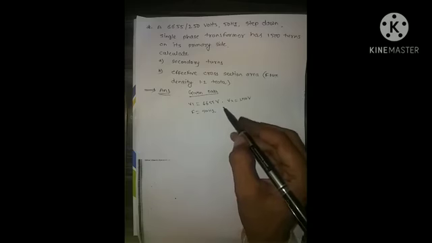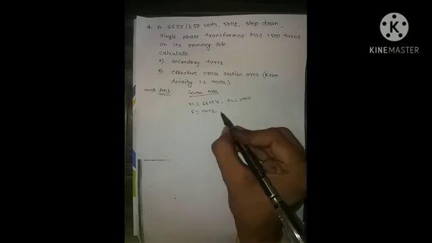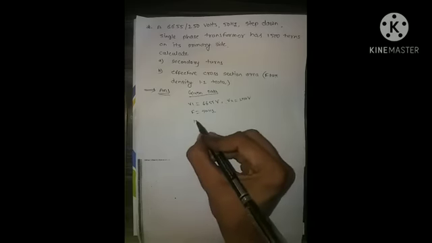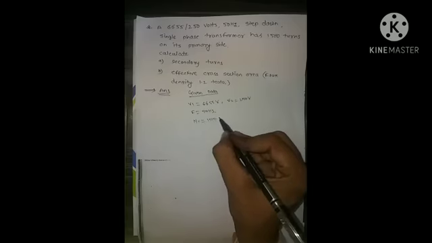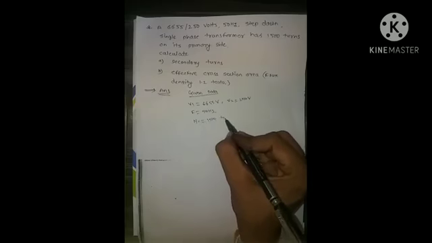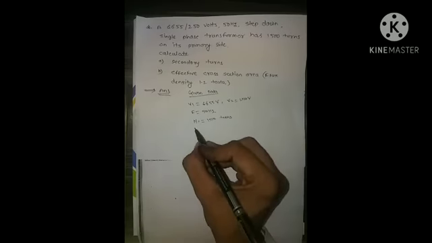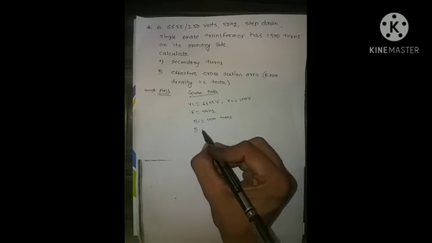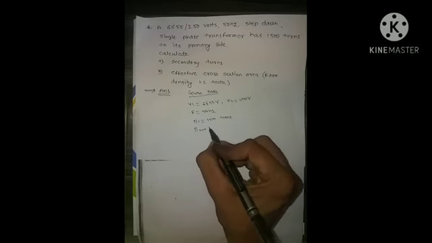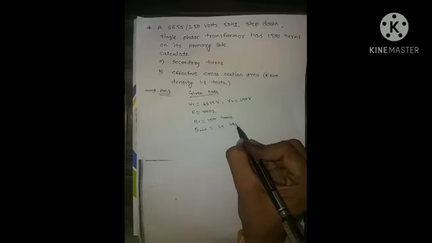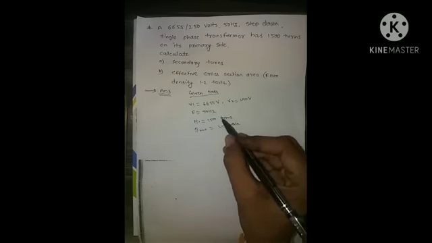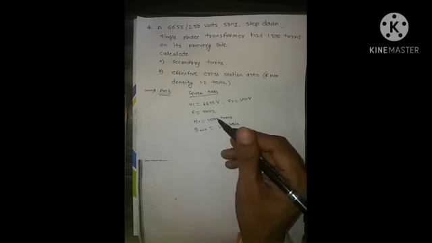After that, we know the primary number of turns, denoted by N1, equals 1500 turns, and the flux density, that is Bmax, is also given. Bmax equals 1.2 Tesla.